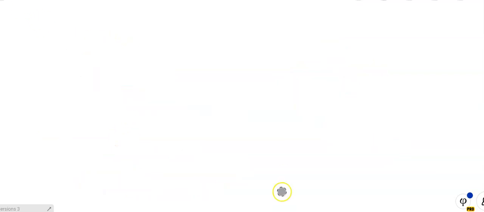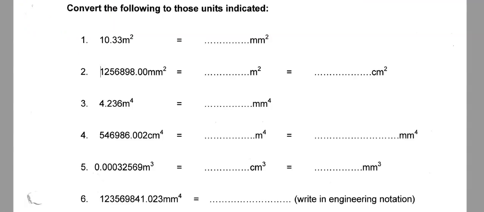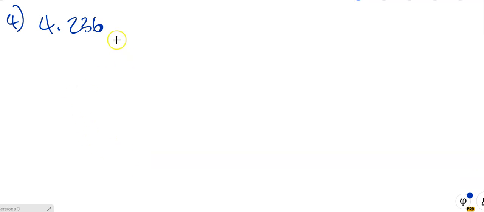Okay, people, I'm going back to my exercise. I'm soon going to do number 3 because I'm feeling in a good mood. So let's do number 3: 4.236 meters to the fourth. Although it's number 3 on the page, it's going to be number 4 now. 4.236, is it meters to the fourth? Yep, we must convert it to millimeters to the fourth. Meters to the fourth is equal to millimeters to the fourth.